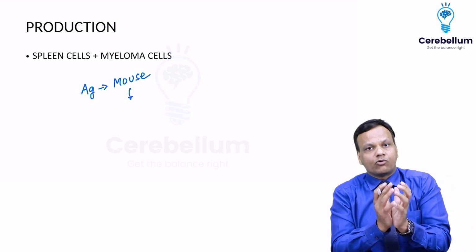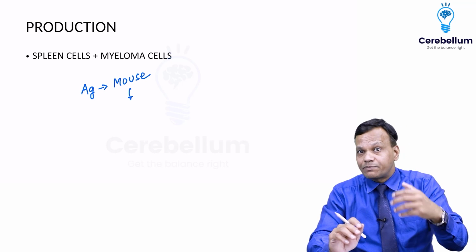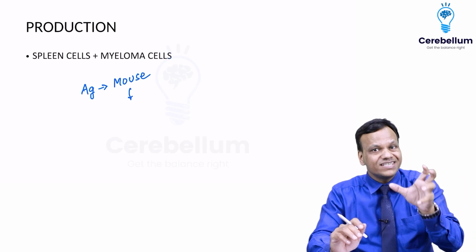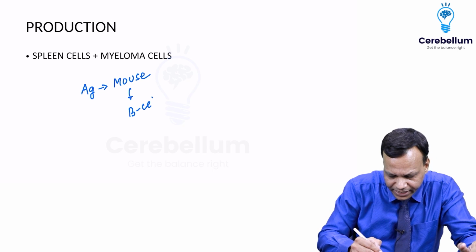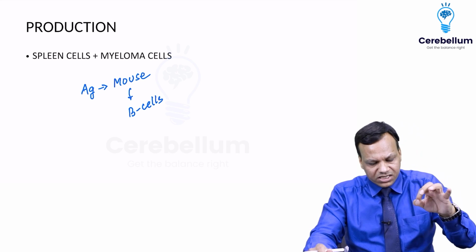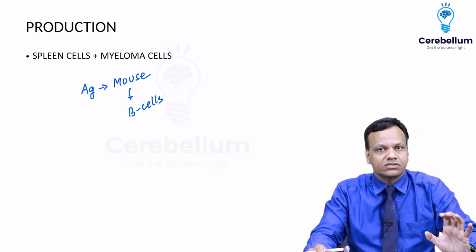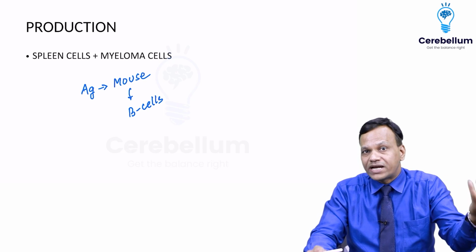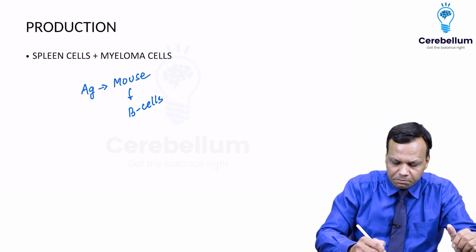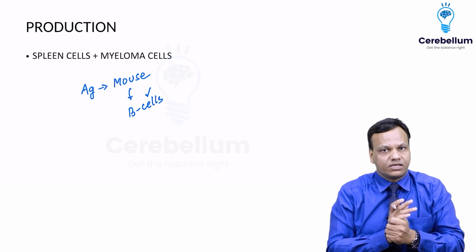Then, remember, that antigen will start producing antibodies in that mouse. Right? So the B cells are producing the antibodies. We will take the B cells from the spleen of that mouse. The spleen has the B cells, so those B cells are likely to produce antibodies. So we will isolate the B cells from the spleen of the mouse.